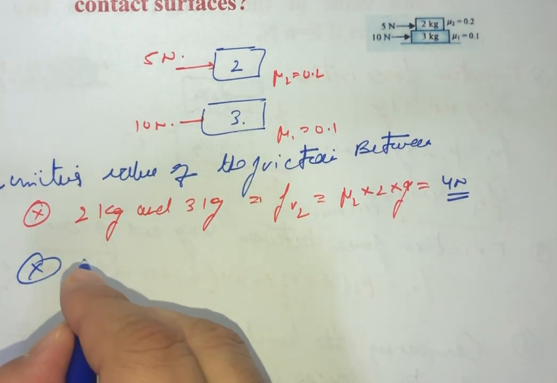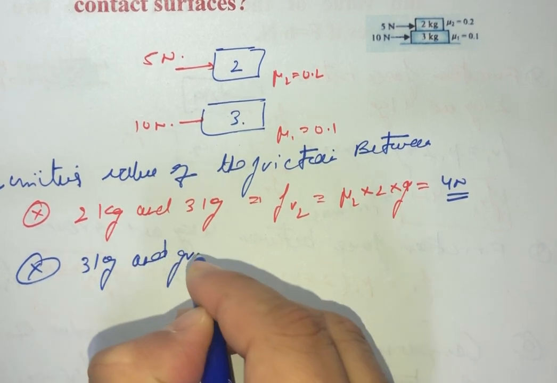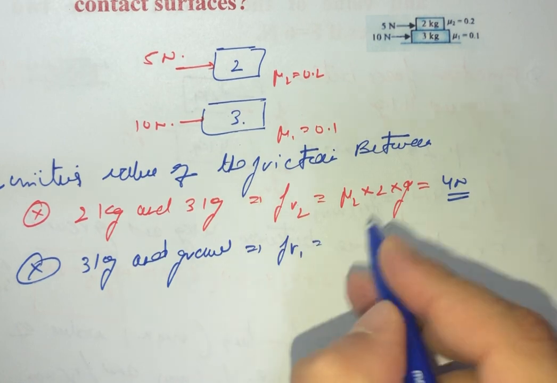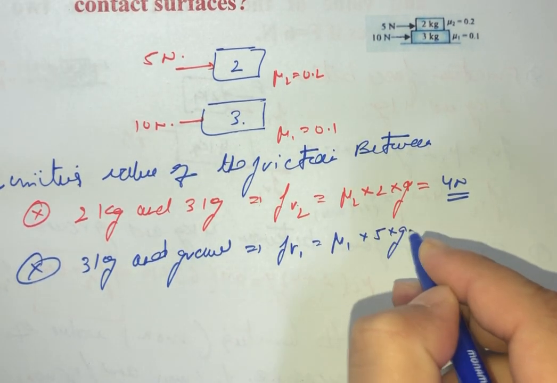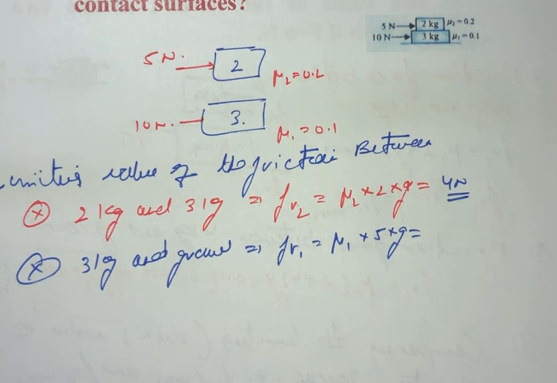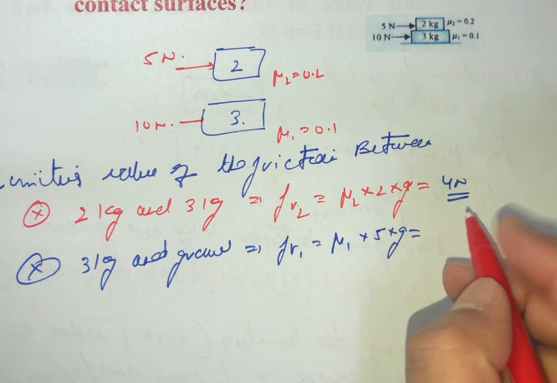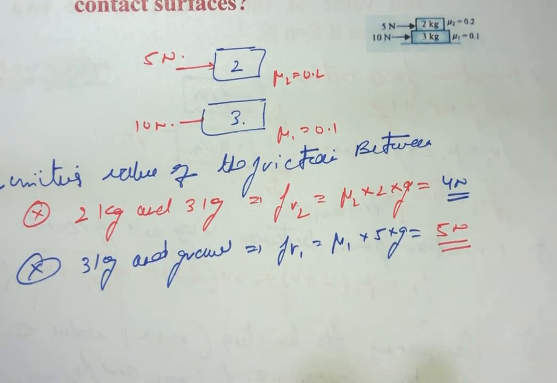And next is 3 kg and ground. So this will be our FR1, this will be mu1 into 5 into g, and this will be coming as our 5 newtons. Okay.